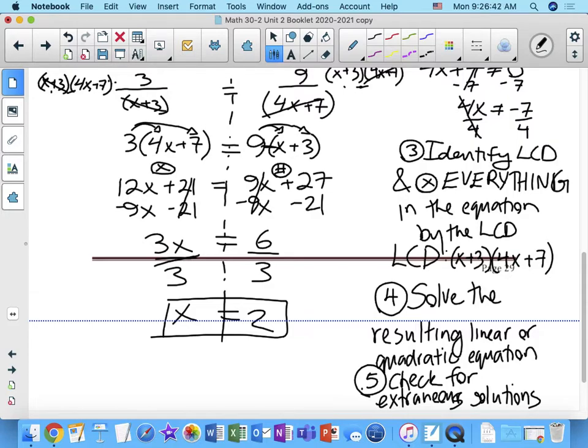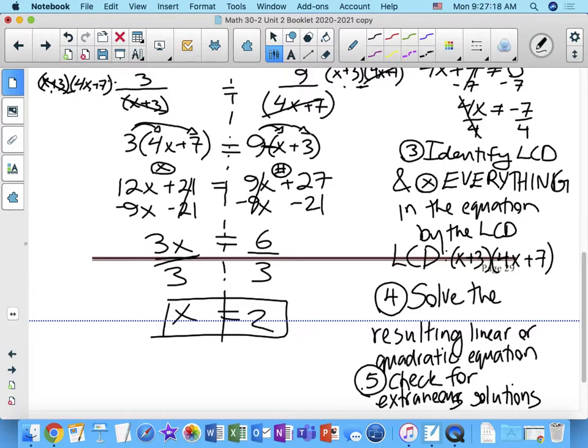The reason why I hesitate to encourage that is that the shortcut only works when you have an equation where a fraction equals a fraction. If you have any other type of equation, for example, a rational expression equals a rational expression plus a rational expression, you cannot rely on cross multiplication. You have got to multiply by the least common denominator. And we're going to see questions like that tomorrow.